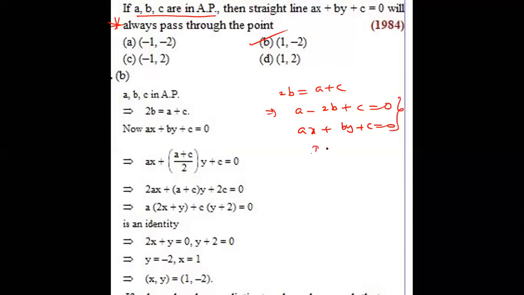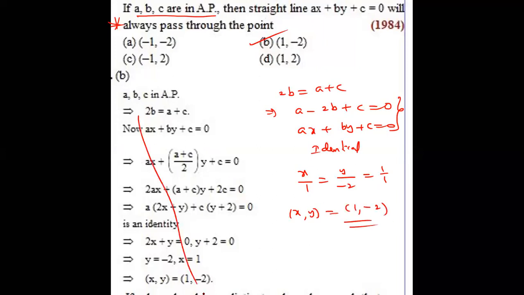Now both are identical. What is the meaning? Anyone? Both are identical means x by 1 is equal to y by minus 2 is equal to 1 by 1. Therefore, x comma y is how much? That's all. That is the answer. So the same question they are asking.